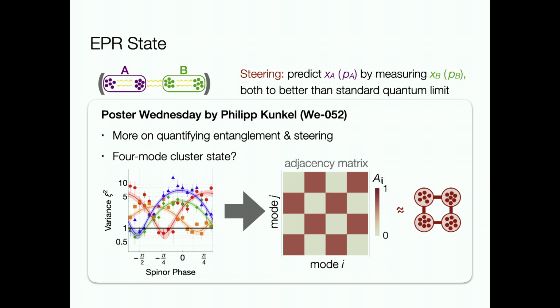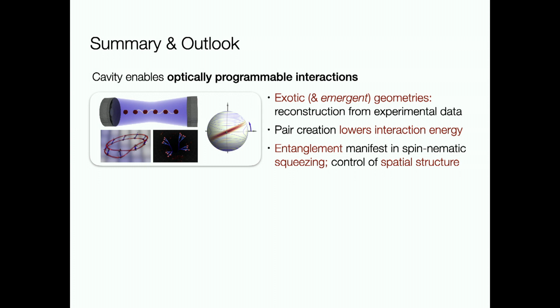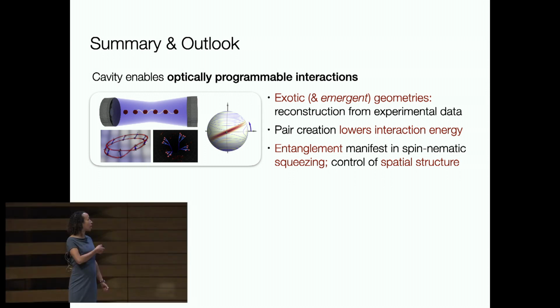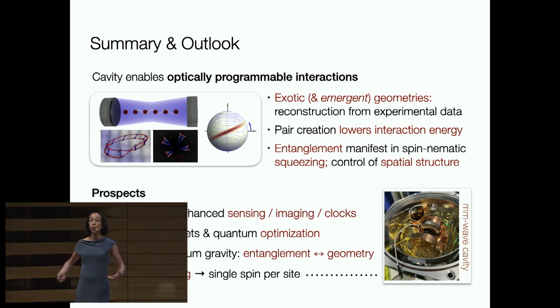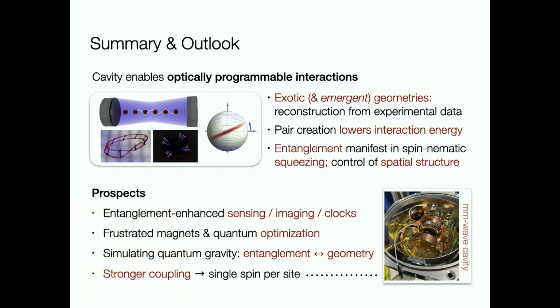So with that, I'll summarize. We have been exploring exotic geometries generated by programmable interactions in this cavity QED system. The pair creation physics is a way of minimizing energy that could have interesting implications for optimization. And we're probing entanglement in the form of spin-nematic squeezing, with really versatile control over the spatial structure by the combination of global cavity-mediated interactions and local control. I think I'm probably out of time, so I've touched on prospects along the way.